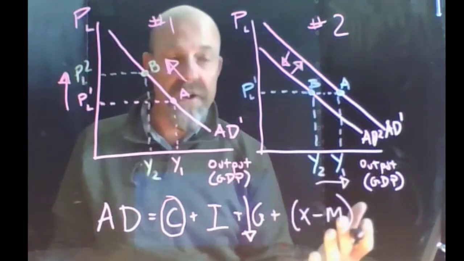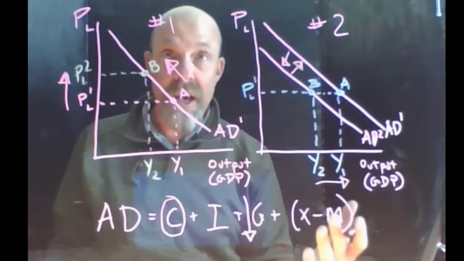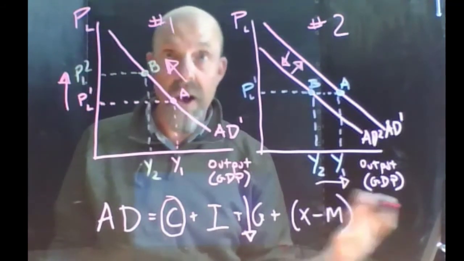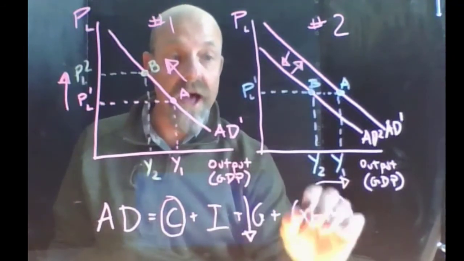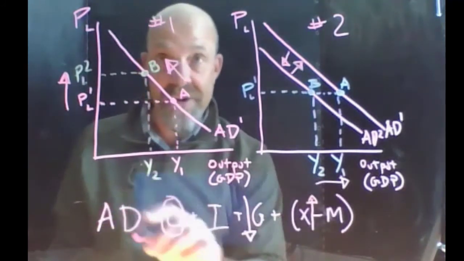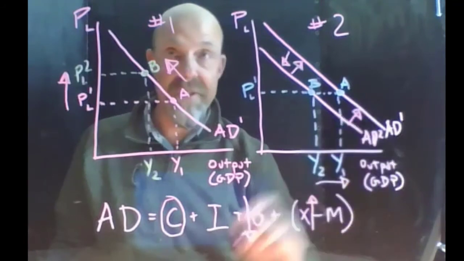So another scenario that we could consider is suppose that the U.S. produces more goods and services that they export abroad, that they sell outside of the U.S. In that case, a rise in exports would also cause an increase in aggregate demand and be represented as a rightward shift of the aggregate demand curve.